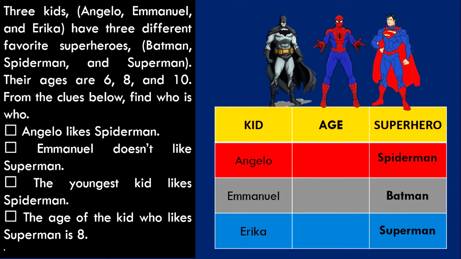And the youngest kid who likes Spider-Man is Angelo. So the age of Angelo is 6. Then the next one, the age of the kid who likes Superman is 8. Okay, so with that, Erica likes Superman. So the age of Erica is 8. Okay, so since they have different ages, Angelo is 6 years old, Erica is 8 years old, so Emmanuel now is the 10-year-old kid.